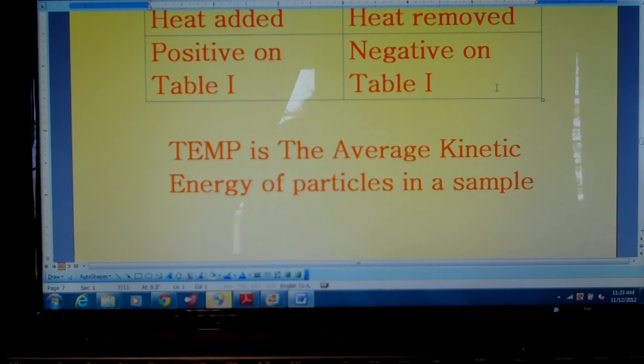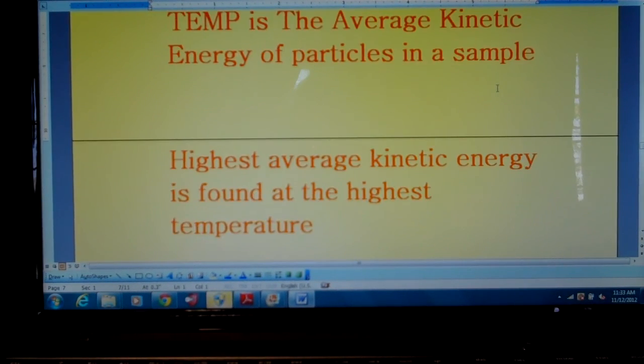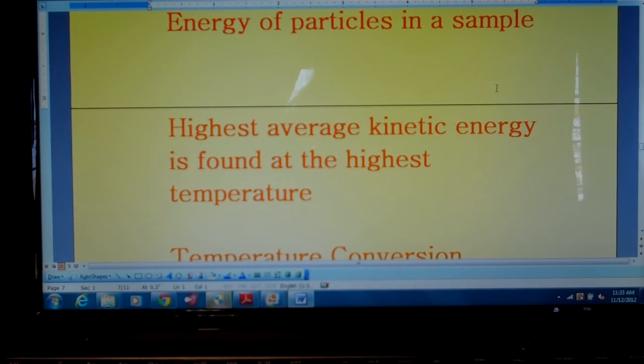A few other reminders. Temperature is the average kinetic energy of particles in a sample. That is a definition. You must know that in order to be able to answer questions about this. The highest average kinetic energy is found at the highest temperature. Quite often you're given 4 samples with 4 different temperatures and they have different volumes. We really don't care about the volumes. We care about the temperature because the higher the temperature, the higher the kinetic energy is going to be. And the opposite is true. The lowest temperature is going to have the lowest average kinetic energy.